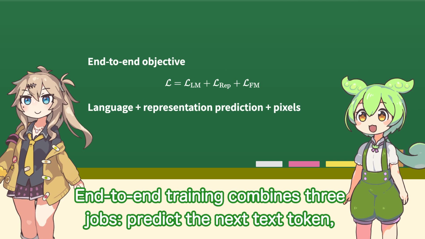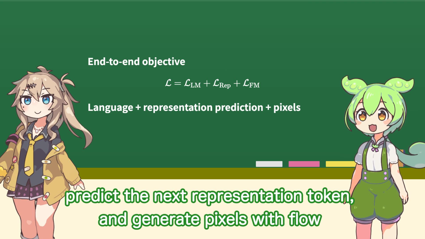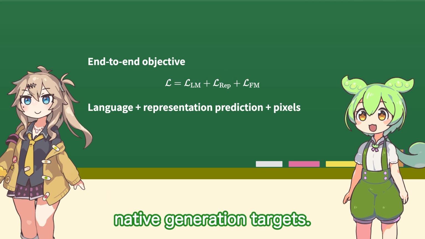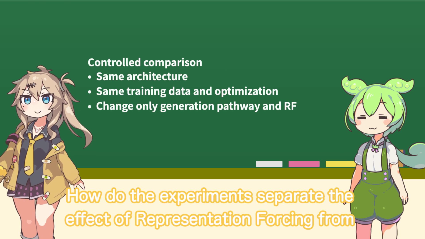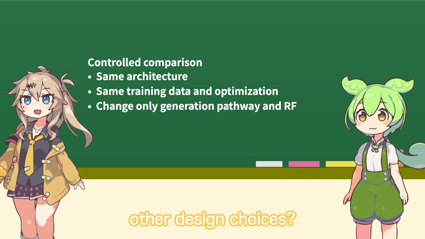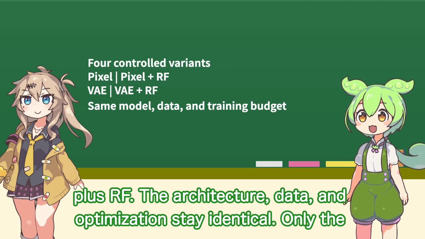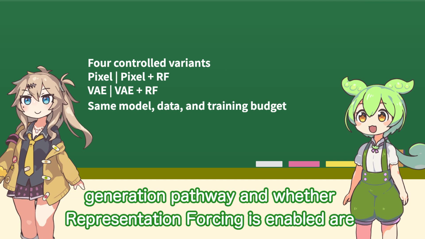End-to-end training combines three jobs: predict the next text token, predict the next representation token, and generate pixels with flow matching. That shared objective is how perception features become native generation targets. How do the experiments separate the effect of representation forcing from other design choices? They train four controlled variants: pixel, pixel plus RF, VAE, and VAE plus RF. The architecture, data, and optimization stay identical. Only the generation pathway and whether representation forcing is enabled are changed.